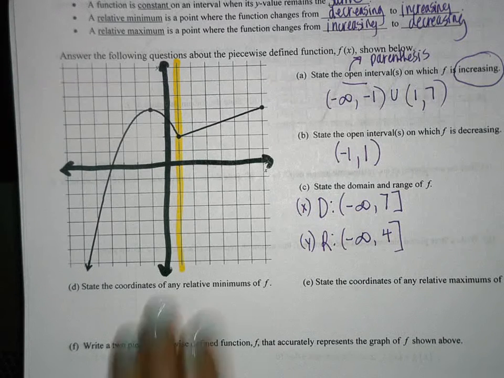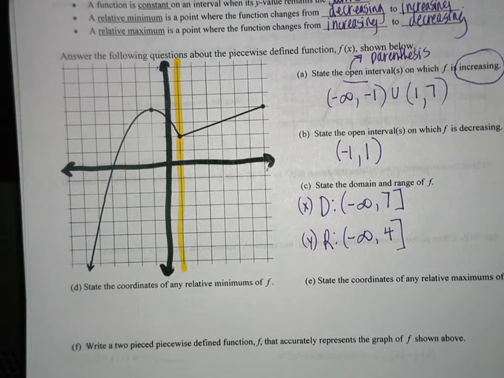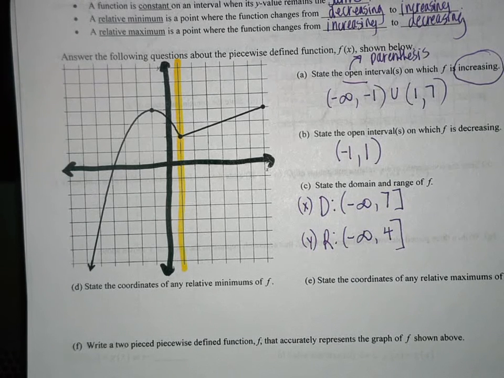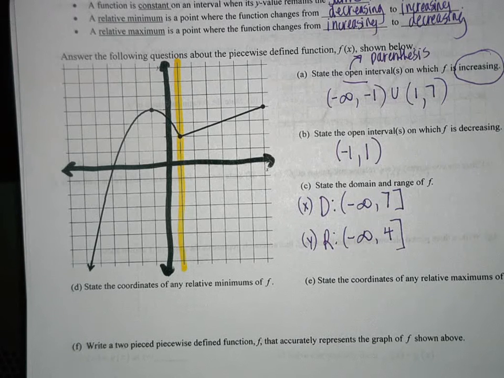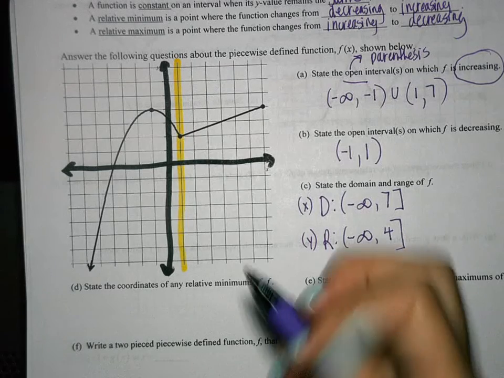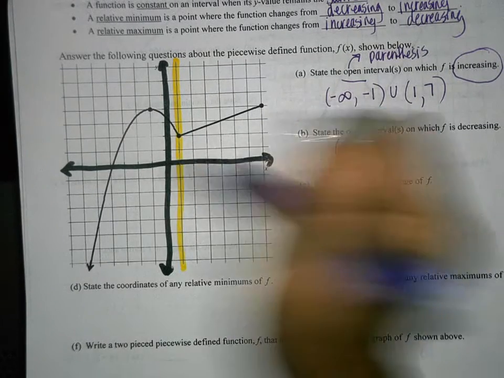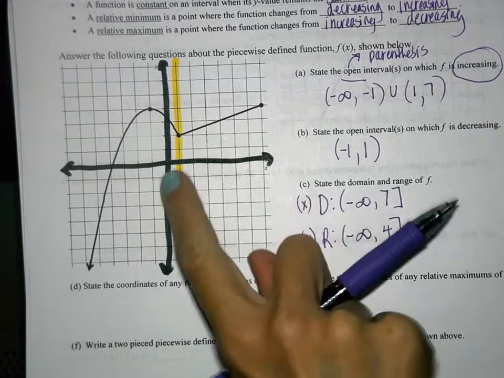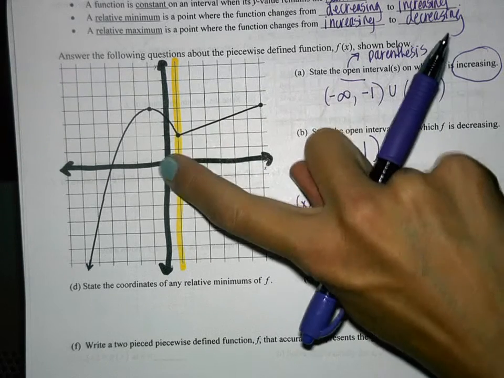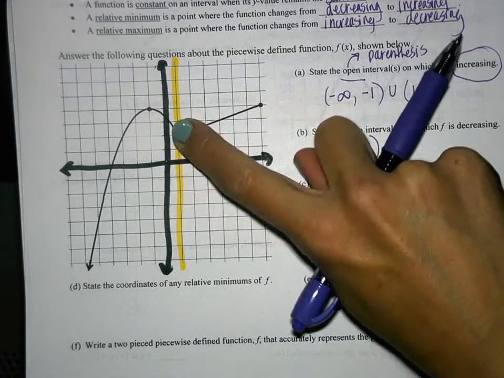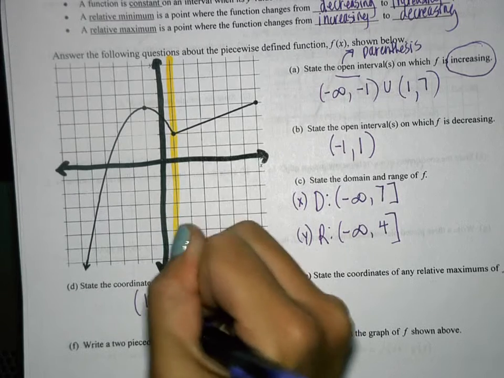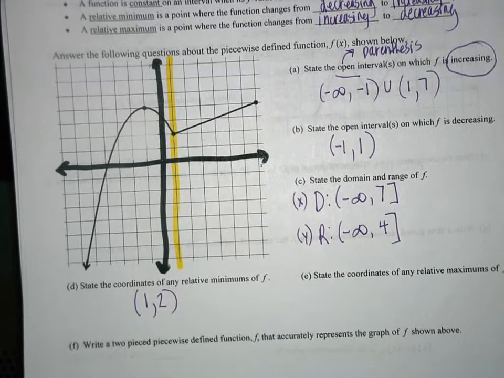So something new, though, is our relative minimums. So is there a relative minimum here? Is there a point where the graph is changing from decreasing and then it goes to increasing? Good. And what point is that at? So if we go right here, remember this is our 0, 0, and so this minimum right here, that is at 1, 2. So for coordinates, we have to state our ordered pair, and so that's 1, 2. The relative min is at that point.